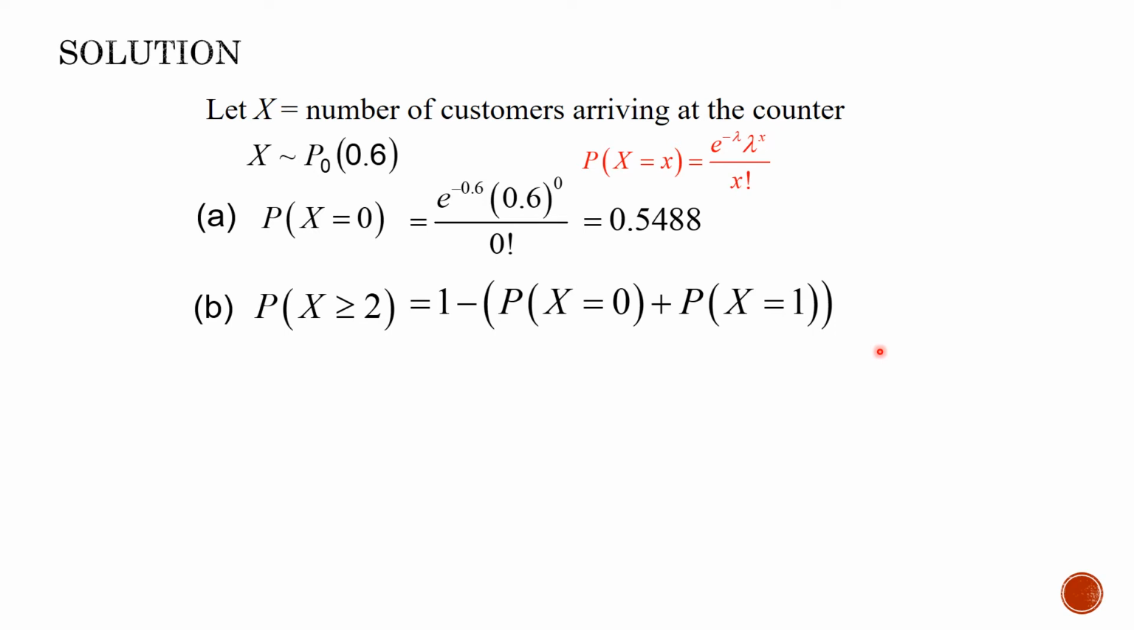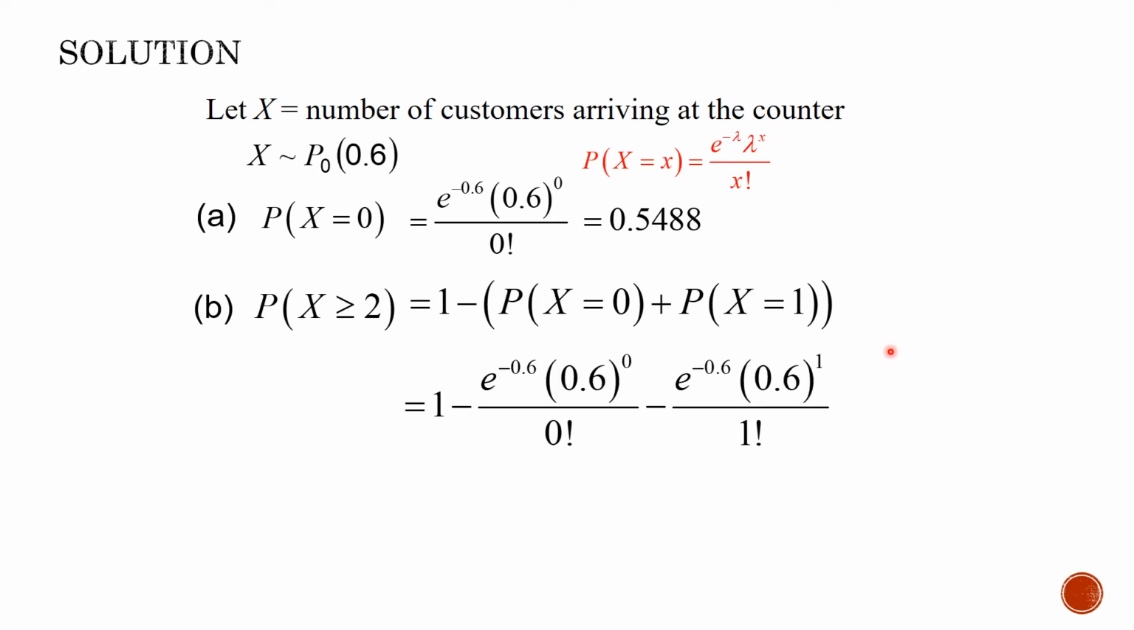Again, you substitute X as 0, lambda is 0.6. Here P(X = 1) means you substitute X as 1, and your lambda remains the same, 0.6. You must be careful when you evaluate using the calculator. Make sure you press the calculator correctly. So we have 0.1219, rounded off to 4 significant figures.